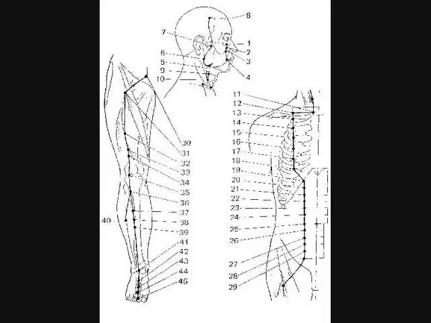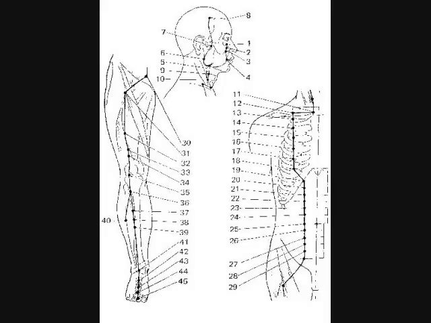Stomach 10. At the midpoint of the line joining stomach 9 and stomach 11 on the anterior border of M. SCM. Stomach 11. At the superior border of the sternal extremity of the clavicle, between the sternal head and the clavicular head of SCM. Stomach 12. In the midpoint of the supraclavicular fossa, 4 cun lateral to the Ren meridian.